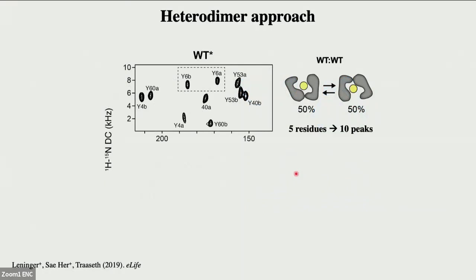I'll show you some oriented solid state NMR data, PISEMA data, just to demonstrate the idea. When we have wild type labeled with just N15 threonines and carry out these PISEMA experiments, what we see is that the 5 tyrosine peaks in the spectrum give rise to exactly double the number of peaks. So you can see that the peaks are labeled as monomer B and monomer A, but each of those tyrosines shows 2 peaks per residue.